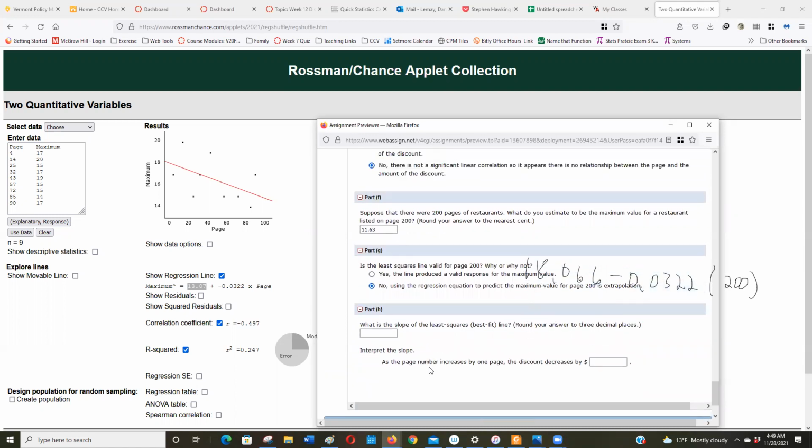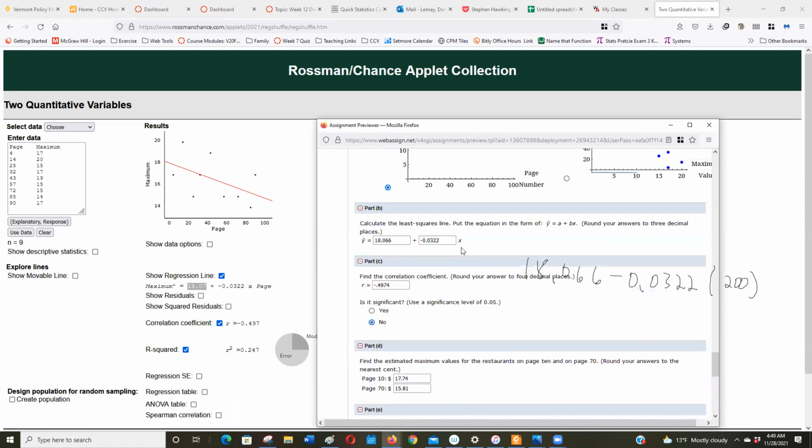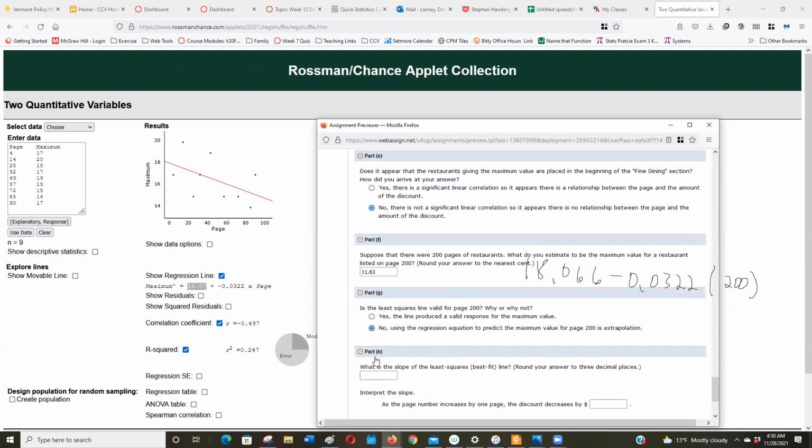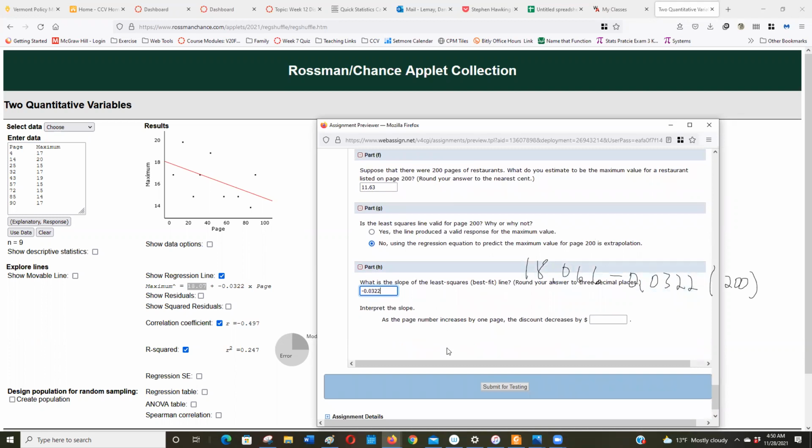Okay, what's the slope? The slope is that number that's in front of the X. A couple of you have emailed me about that. So I won't use Rossman Chance. Well, they said 3 decimal places. So here's the slope. The important thing to remember when you're interpreting what slope means is that for every unit increase, so 1 page in this case, the discount increases by about 3 cents. No, it said 3 decimal places, so 0.032.